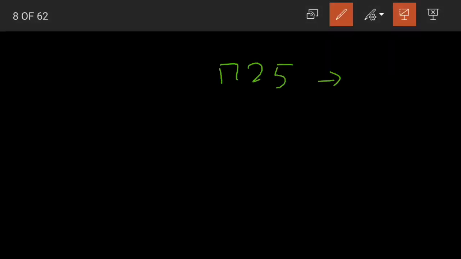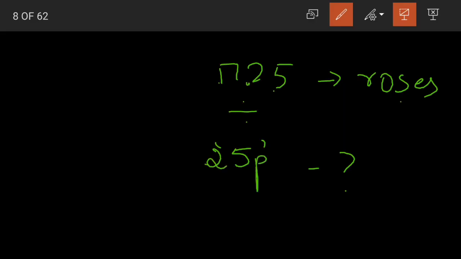They have to be arranged in groups of 5. Now how many groups will be formed? What did we do? We divided these two. Yes. So here this 1725 is nothing but 17.25, which has to be arranged in groups of 25 paise, as 25 paise coins.